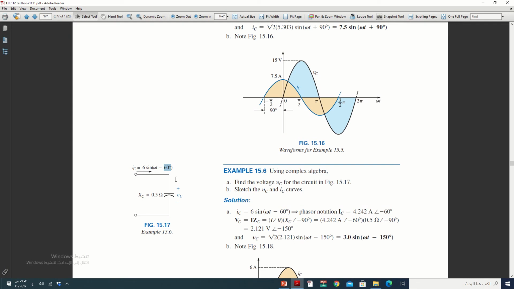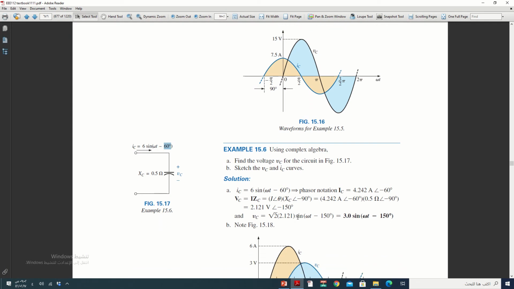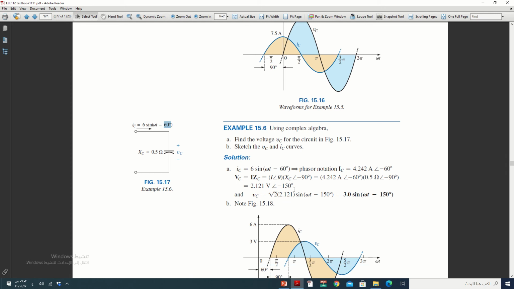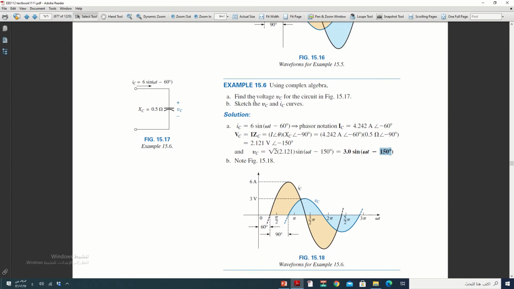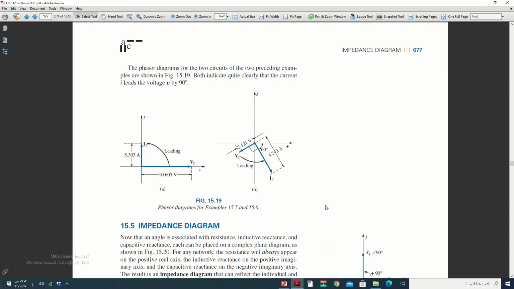The voltage will start from 150. Okay, now the current is similar. It is leading the voltage by 90 degrees. Try to solve this example. Phasor diagram. You need to know how to draw a phasor diagram. Okay, this is the first example, and this is the second example of the capacitor.